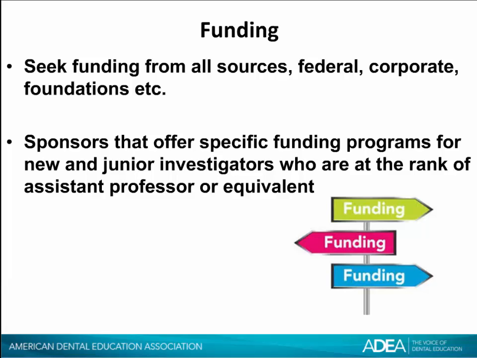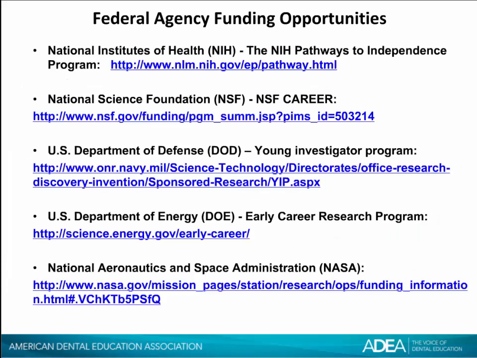Also, at the federal levels, there are many institutions that do offer specific funding for new and junior investigators. And in the next slide, there is a list of federal agencies that really target the new investigators because it is actually a very important topic for the country in the sense of having the new generation start their own research career. You have NIH with the NIH Pathway to Independence, the CAREER program with the National Science Foundation, and the DoD and NASA and the Department of Energy.